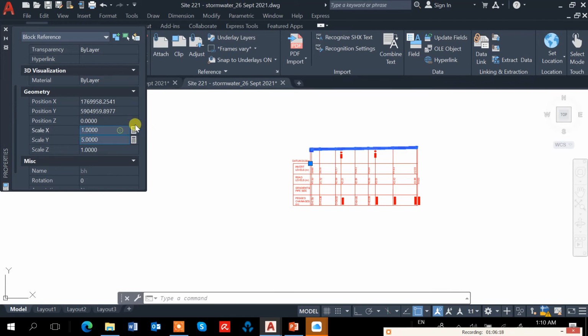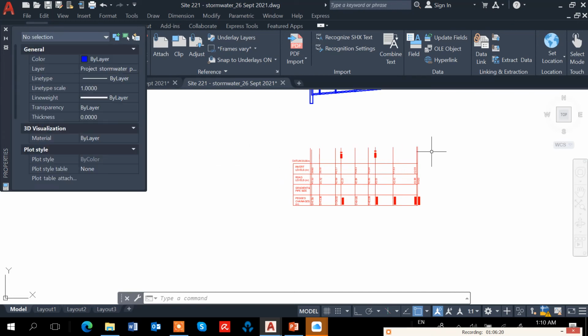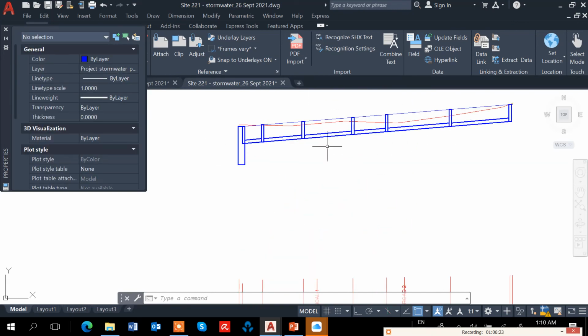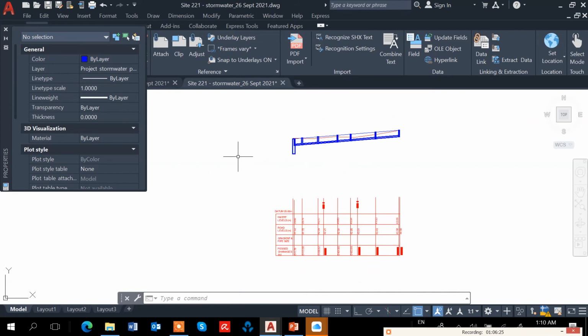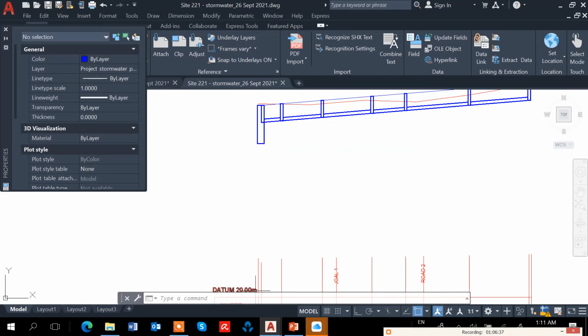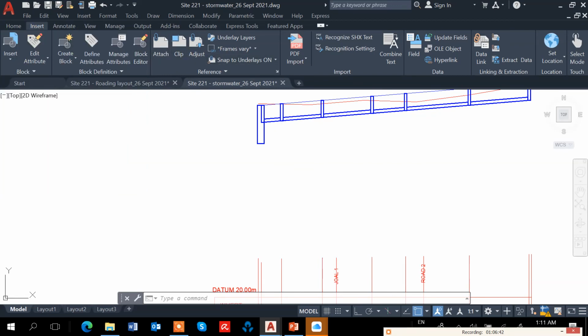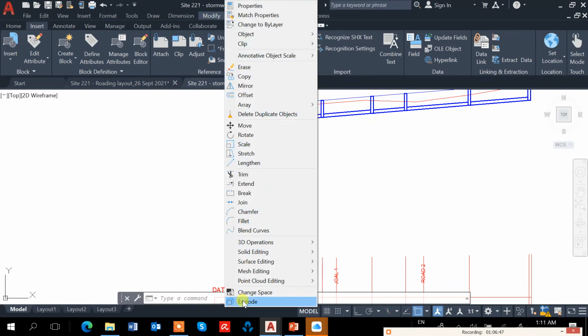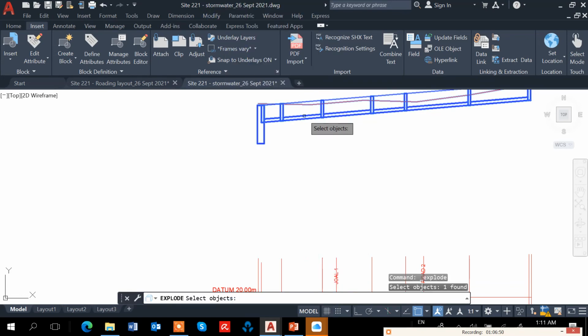So this thing flies up. It has been blown up 5 times vertically. Horizontally it is still 1 in 1000. So with 5 times, the scale is 1 to 200. I think you need to explode it first before you can extend the line. So just explode the thing here, then now you can do the extension.